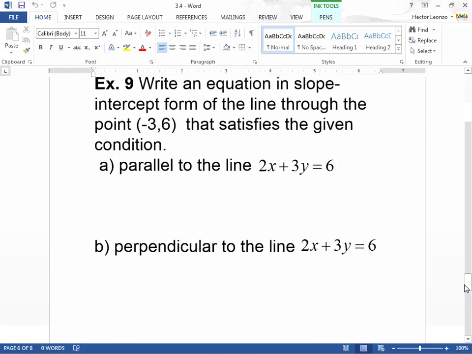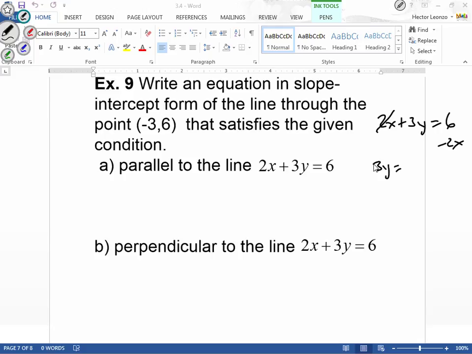Write an equation in slope-intercept form of the line through the point (-3, 6) that satisfies the given condition. I have the line 2x plus 3y equals 6, and it has to be parallel to it. When I see parallel or the word perpendicular, I'm interested more than anything in the slope of the line. And we know we're going to see the slope of the line when the y is by itself. So let me write 2x plus 3y equals 6. I'm going to move the 2x to the right. So I have that 3y is equal to negative 2x plus 6. Divide everything by 3.